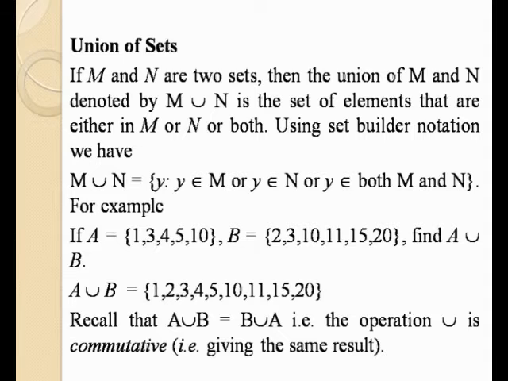Mind you, there are some elements that belong to A, and then there are some elements that belong to B, and then there are some elements that belong to both A and B. So we just combine all those three groups of elements together without repetition. Recall that A union B is equal to B union A. That is, the operation union is commutative. That is, it gives the same result: A union B is the same thing as B union A.